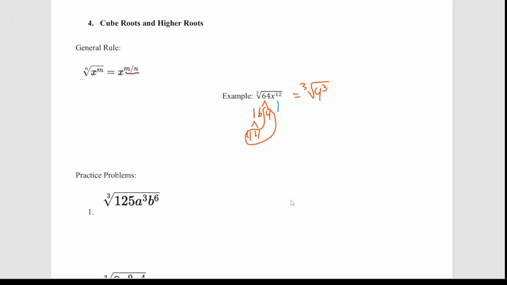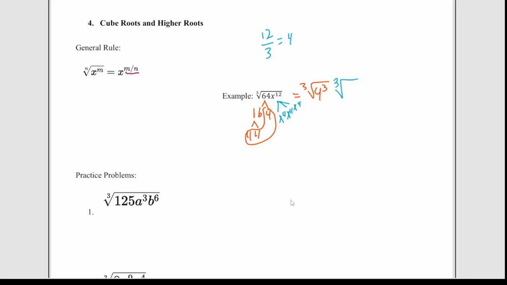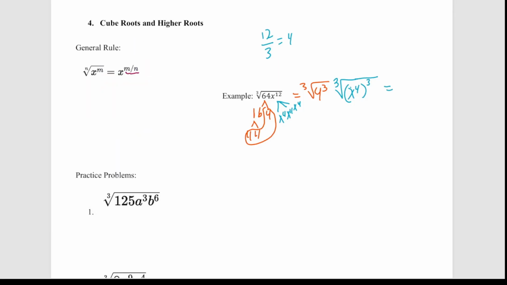For the x to the 12th, I'm going to notice that doing x to the 4th times itself 3 times gives me x to the 12th. How else could I have done that? Well, 12 divided by 3, that index is 4, so x to the 4th will be my candidate there. So we're going to do the cube root of 4 cubed times the cube root of x to the 4th cubed. Again, that 4th came from doing 12 divided by 3. For a final answer, the cube root of 4 cubed would just be 4. The cube root of x to the 4th cubed would be x to the 4th.